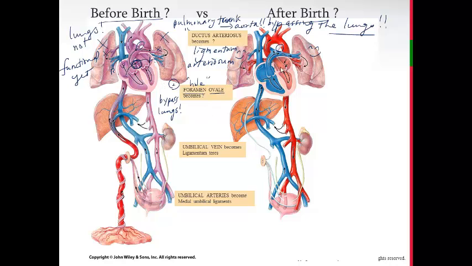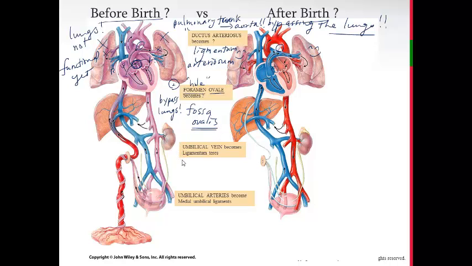After birth, we can't have this hole anymore because our lungs are working. So this becomes a depression, not a hole anymore. So it becomes fossa ovalis. It becomes a depression, not a hole.